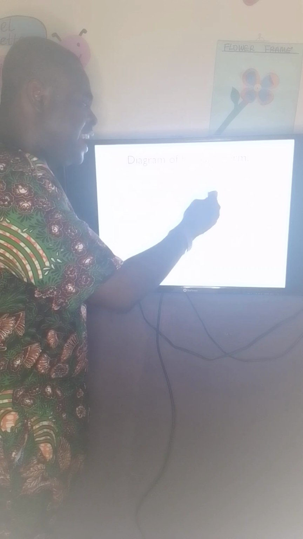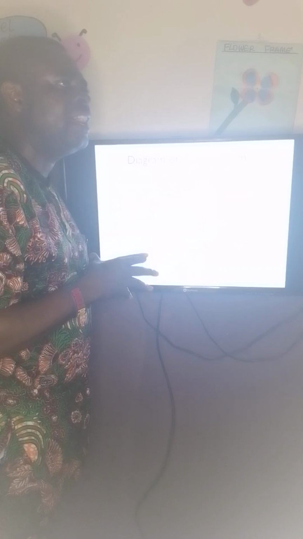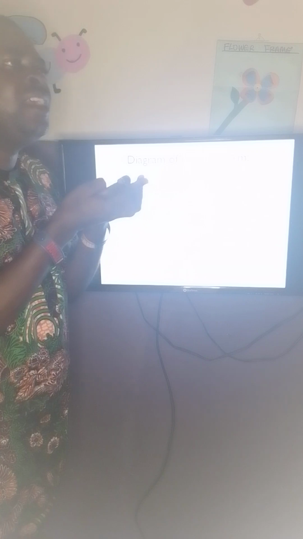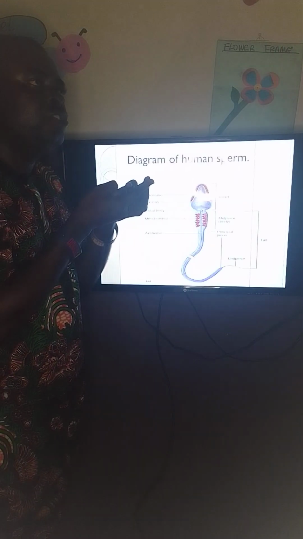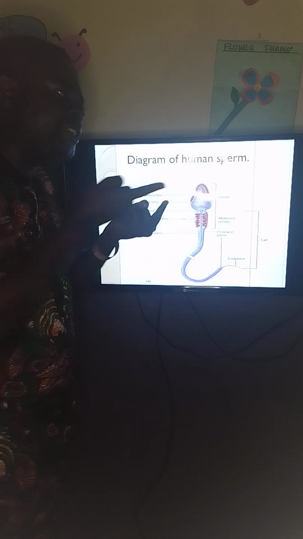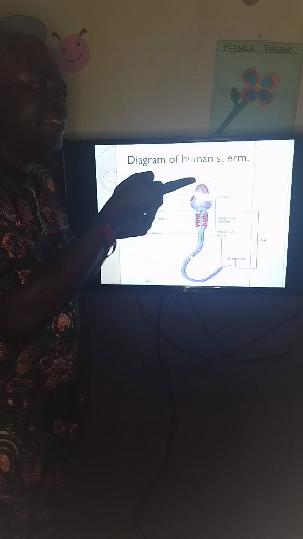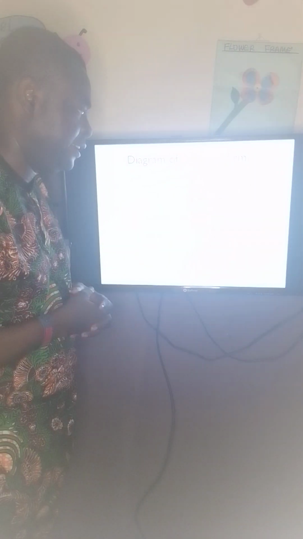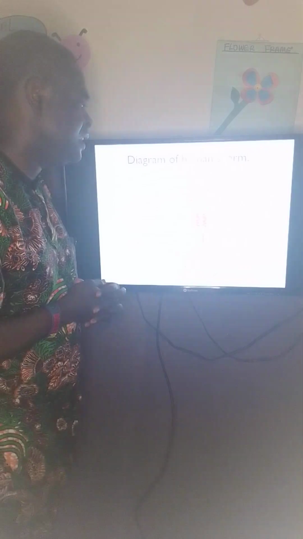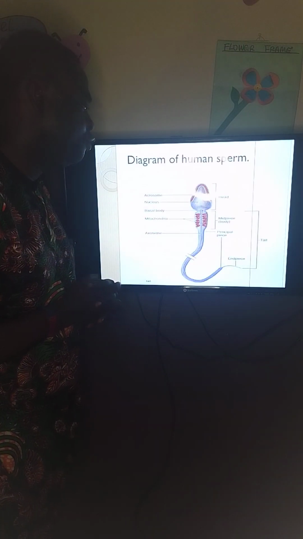Then at the tip of the head, we have what we call the acrosome. That acrosome releases a hydrolytic enzyme or autolytic enzyme, whose function is to dissolve the outer coat of the female gamete, the egg, so that the sperm can penetrate the egg and fertilize the egg. Take note of that. That is the function of the fluid produced by the acrosome.